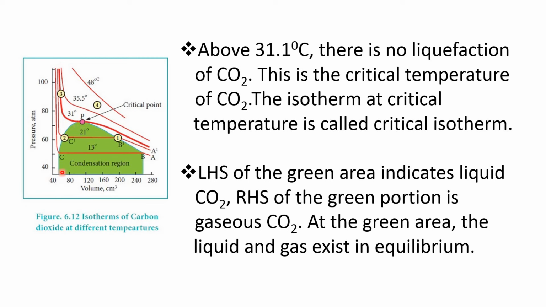Left hand side of this green area indicates the liquid. Here it is liquid carbon dioxide, because we have seen that during this horizontal portion, gas is converted to liquid, and here liquid and gas are in equilibrium. Just left of this point C, or C dash, is liquid carbon dioxide. Right hand side of point B or B dash is gaseous carbon dioxide, and in this green area, as I already told you, liquid and gas exist in equilibrium.